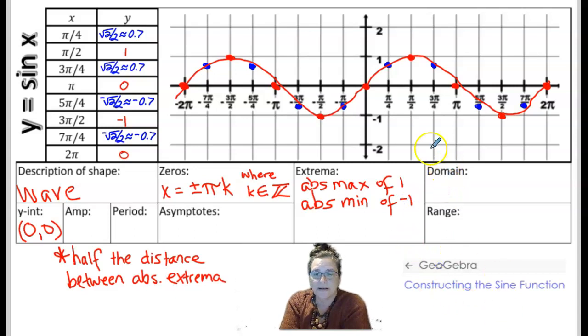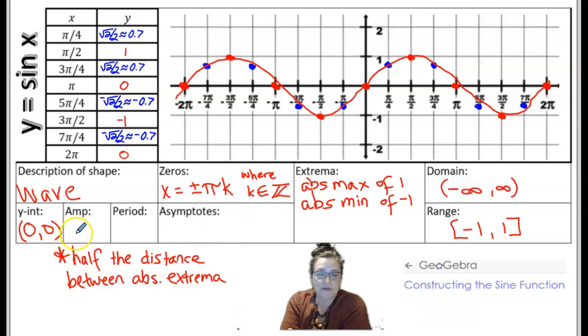Okay, the domain is fully unbounded. There's no breaks, gaps, or holes. So this is a continuous function over its domain of all real numbers. And in interval notation, that's negative infinity to positive infinity. The range is fully bounded between the extrema. So we have a bracket at negative 1 and then a bracket at positive 1 to show that that's inclusive.